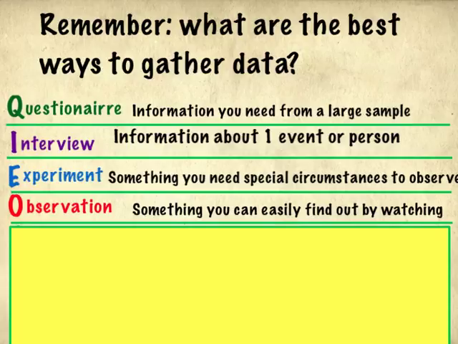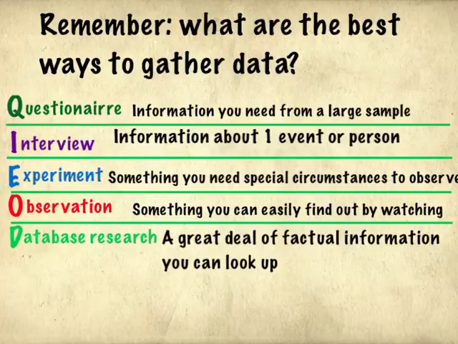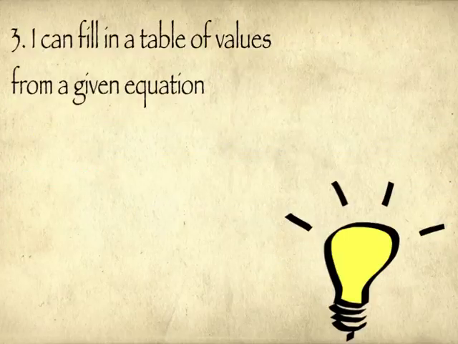Whereas an experiment would be more like, if you leave a $10 bill in the middle of the hallway floor, how many kids will pick it up and take it to the office? How many kids will just keep it? Then I need to set up conditions. And database research is when you need a great deal of factual information that you can look up. Hopefully that was just review. Our last topic for today is filling in a table of values from a given equation.